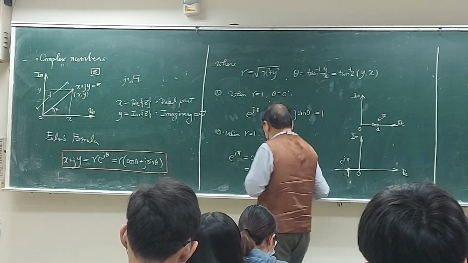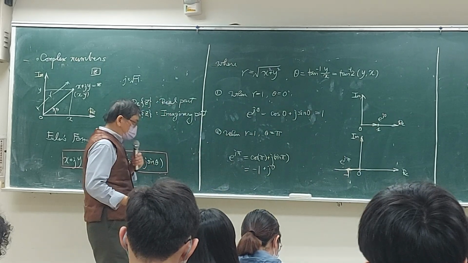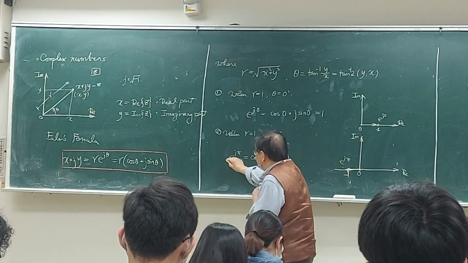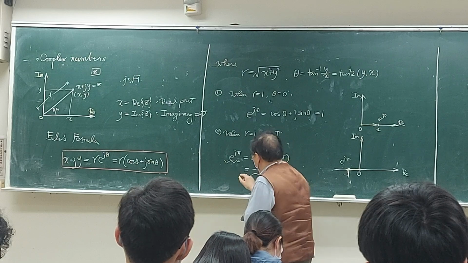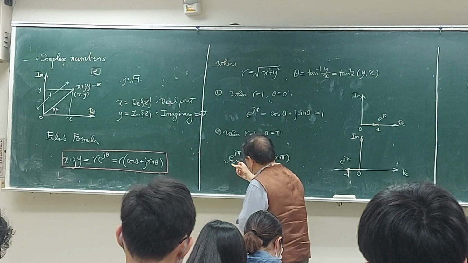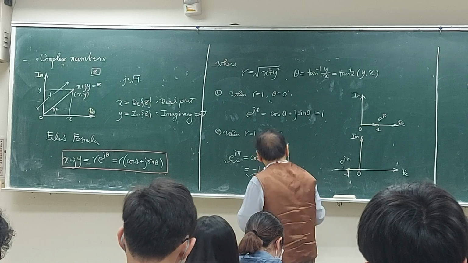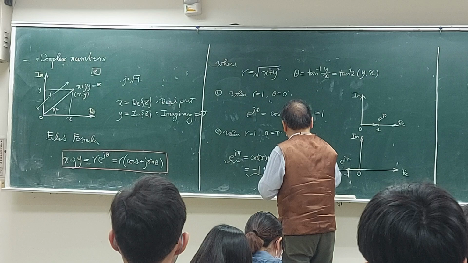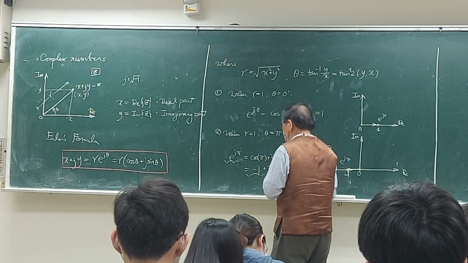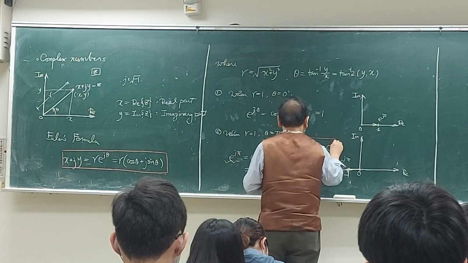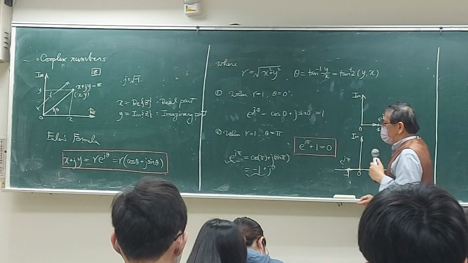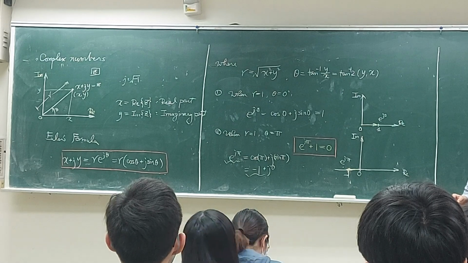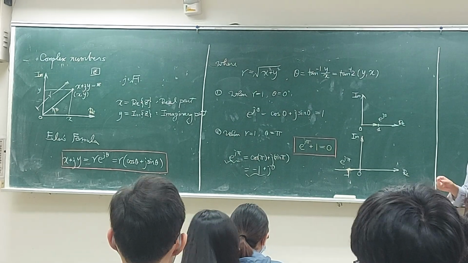Now, what is the big deal here? What can I say over here? If you look at the result, let me move negative 1 to the left-hand side. I have e to the j times pi plus 1 equals 0. And we call this the king of the equation. How come it is the king of the equation? That means it is the most important one.